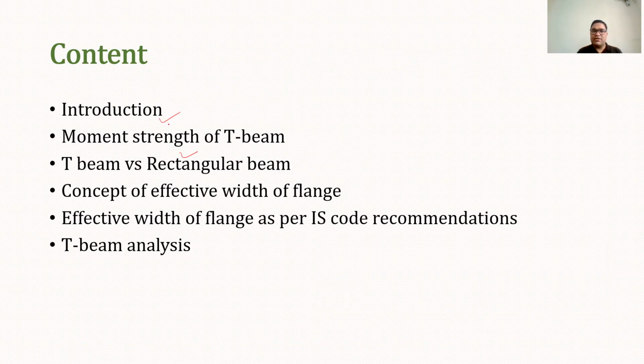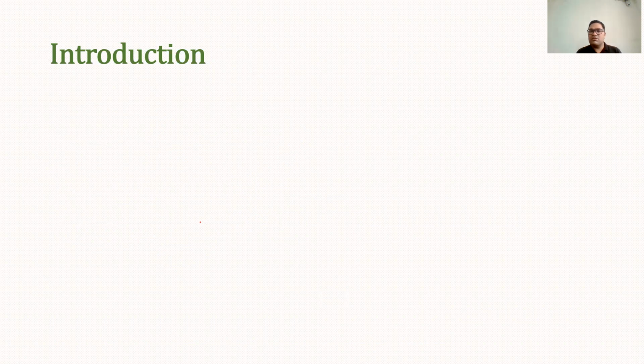So first we will get introduced with the flange beam, what is flange beam and what is the strength of flange beam. So flange beam is also known as T-beam or L-beam. Now, how we call it T-beam or L-beam, that we will see in the next slide. And we will see the comparison of T-beam and rectangular beam in terms of moment strength and the concept of width of flange and some IS code recommendation for calculating that. And then we will see how do we analyze T-beam by using some formulas. So first we will see what is flange beam.